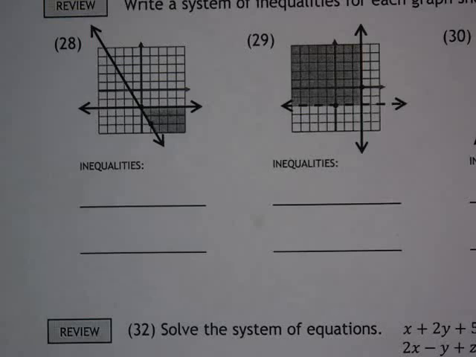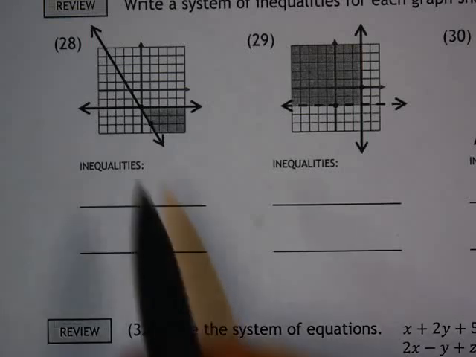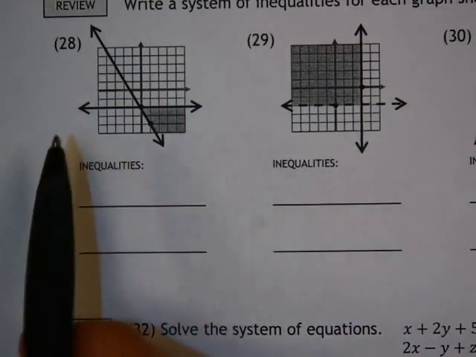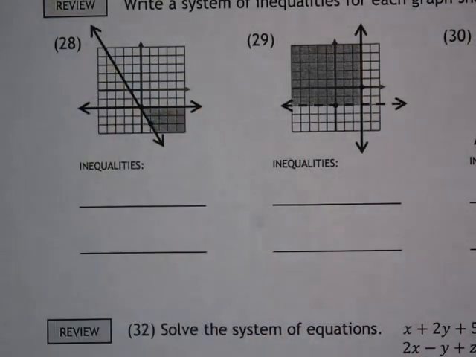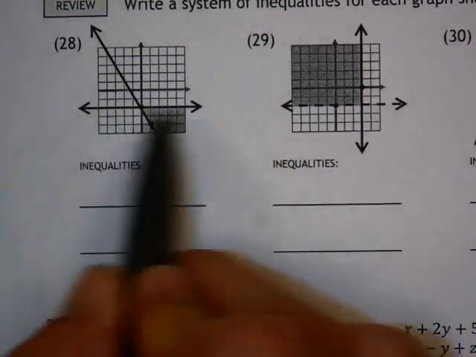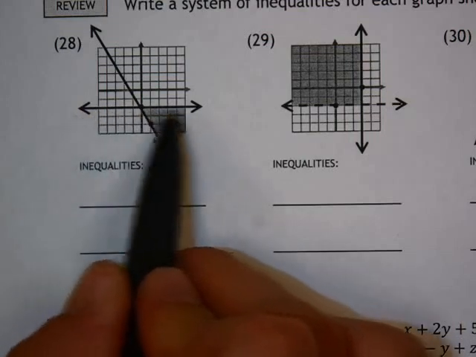Worksheet 29.3, number 28. We're given this graph. We have to write the system of inequalities for the graph, so we need an inequality for each of these two lines. Now we'll start with this line, this horizontal line. It's going through the y-axis.